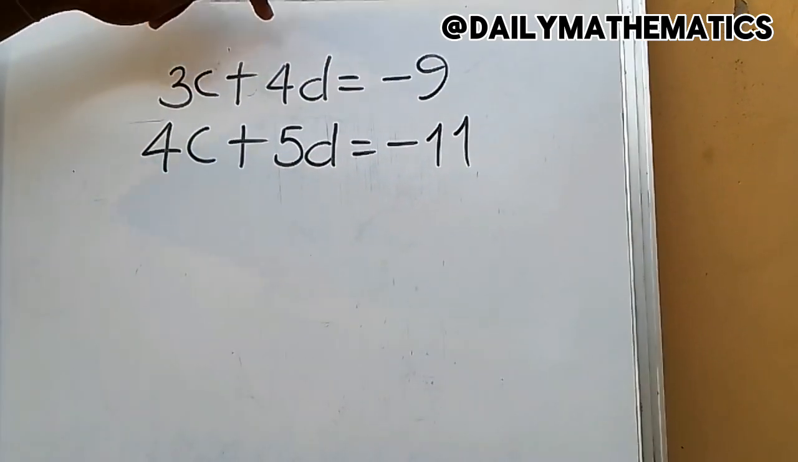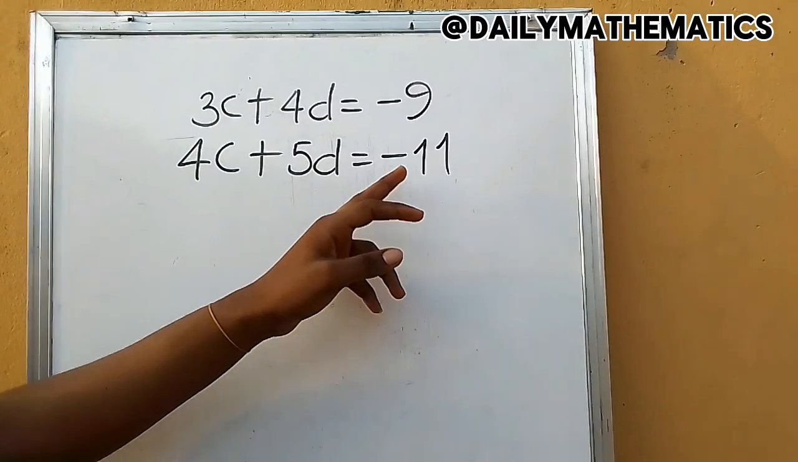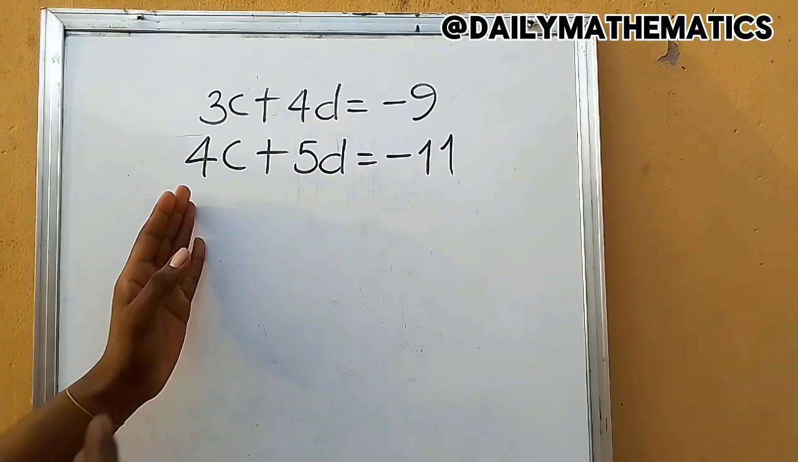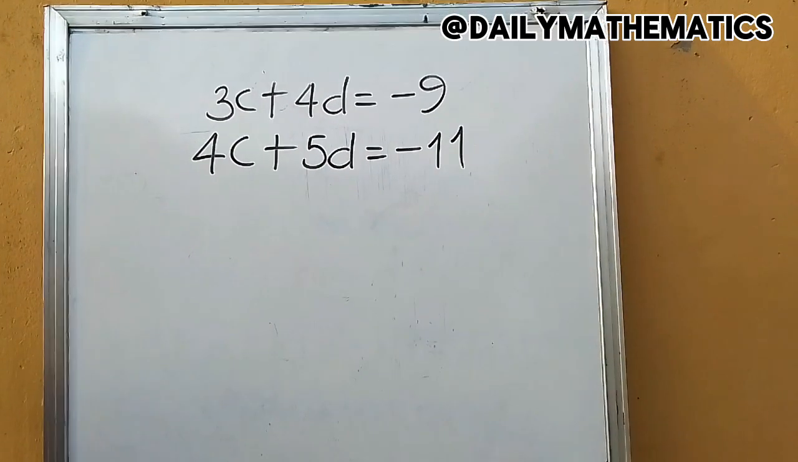3c plus 4d equals minus 9. 4c plus 5d equals minus 11. We want to solve these two equations using the elimination method in simultaneous equation.